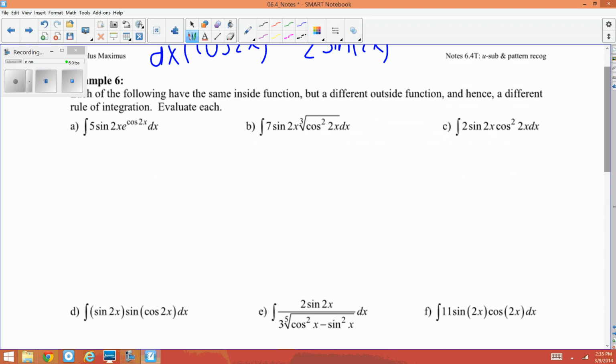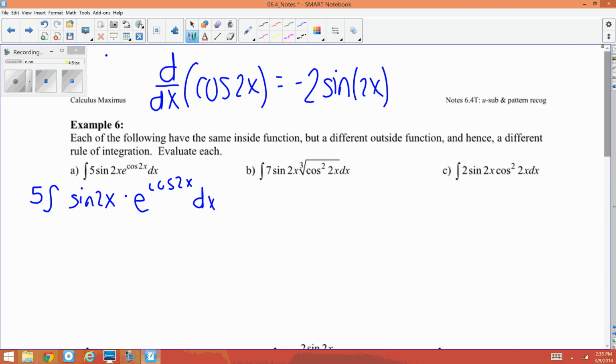Okay, so the first one, I don't like that 5 in there. I'm going to pull it right out. We have the integral of sine of 2x times e to the cosine of 2x dx. So notice we have that cosine of 2x that I was talking about. Okay, and we almost have this. It's just we're off by that negative 2.